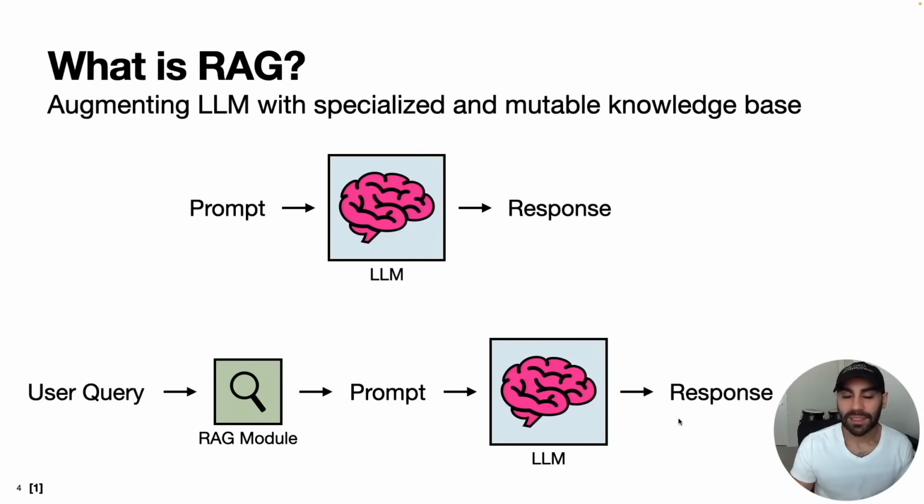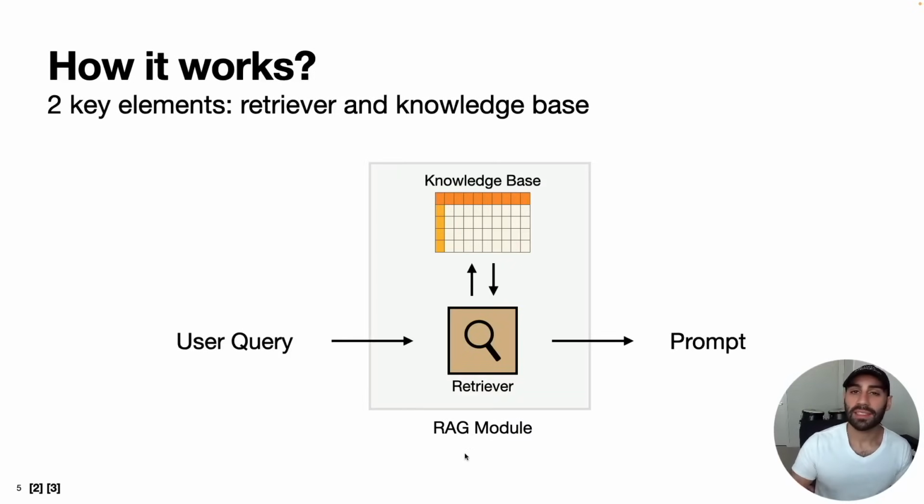With this basic understanding of what RAG is, let's take a deeper look into this RAG module to see how it actually works. The RAG module consists of two key elements. First is the retriever, and second is the knowledge base. The way these two things work together is that a user query will come in, it'll get passed to the retriever, which takes the query and searches the knowledge base for relevant pieces of information. It then extracts that relevant information and uses it to output a prompt.